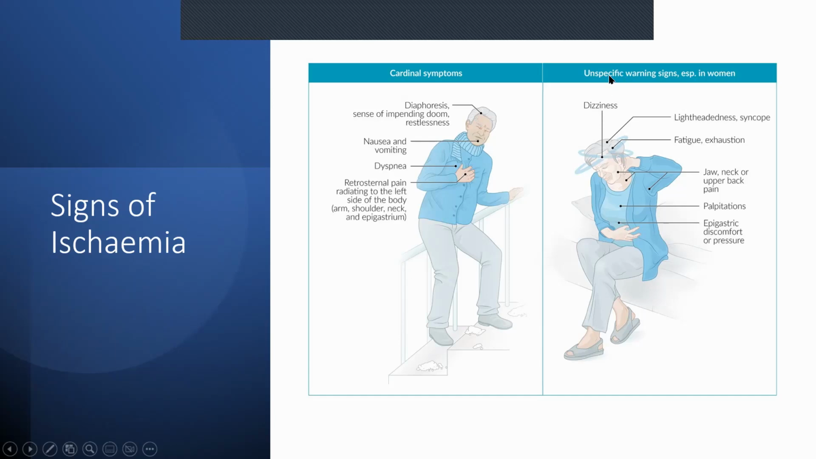And then non-specific warning signs. These are more common in female patients: dizziness, lightheadedness, fatigue, jaw, neck, and upper back pain, palpitations, epigastric discomfort or pressure.